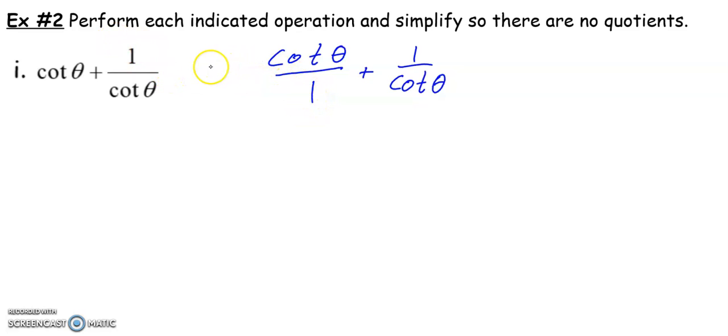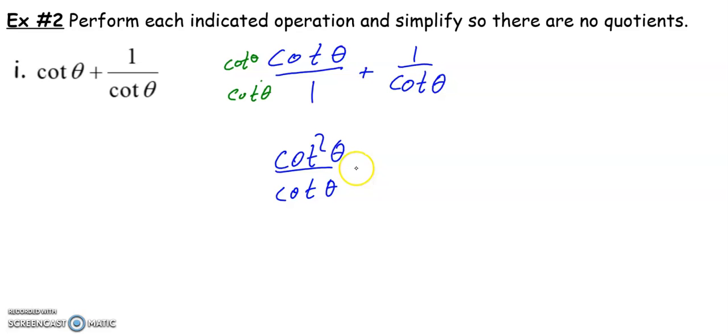Why I'm doing this, I forgot to mention, is they said perform the operation. The operation says add. So I don't need this to be a 1. I need it to be cotangent theta. So I'm going to multiply both top and bottom by cotangent theta. Cotangent theta times 1 is cotangent theta. On top, cotangent theta times cotangent theta is cotangent squared theta. We square the trig function, not the angle, plus 1 over cotangent theta.